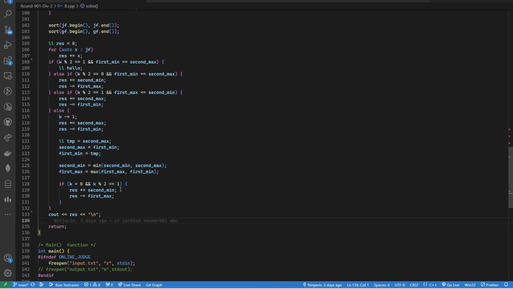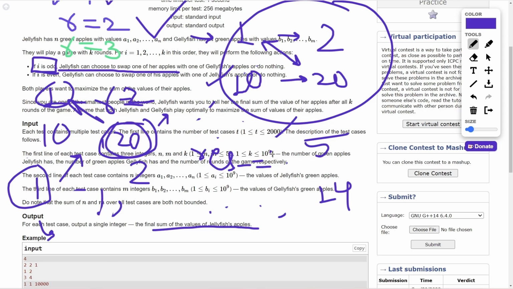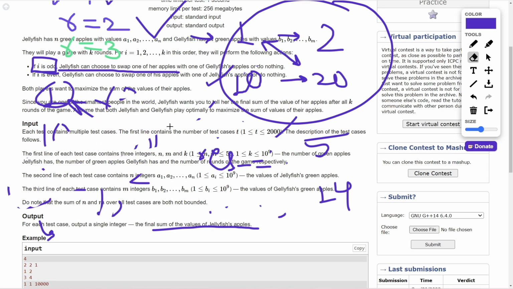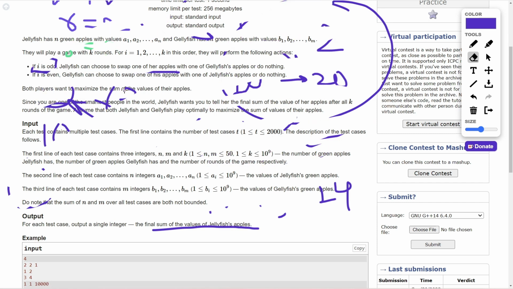Here we are not performing any loop or anything. It just depends on the value of k. So we can get the result here. This is a pretty simple question. We just need to take care of the corner cases. If we write a few cases with pen and paper, we should be able to solve it.